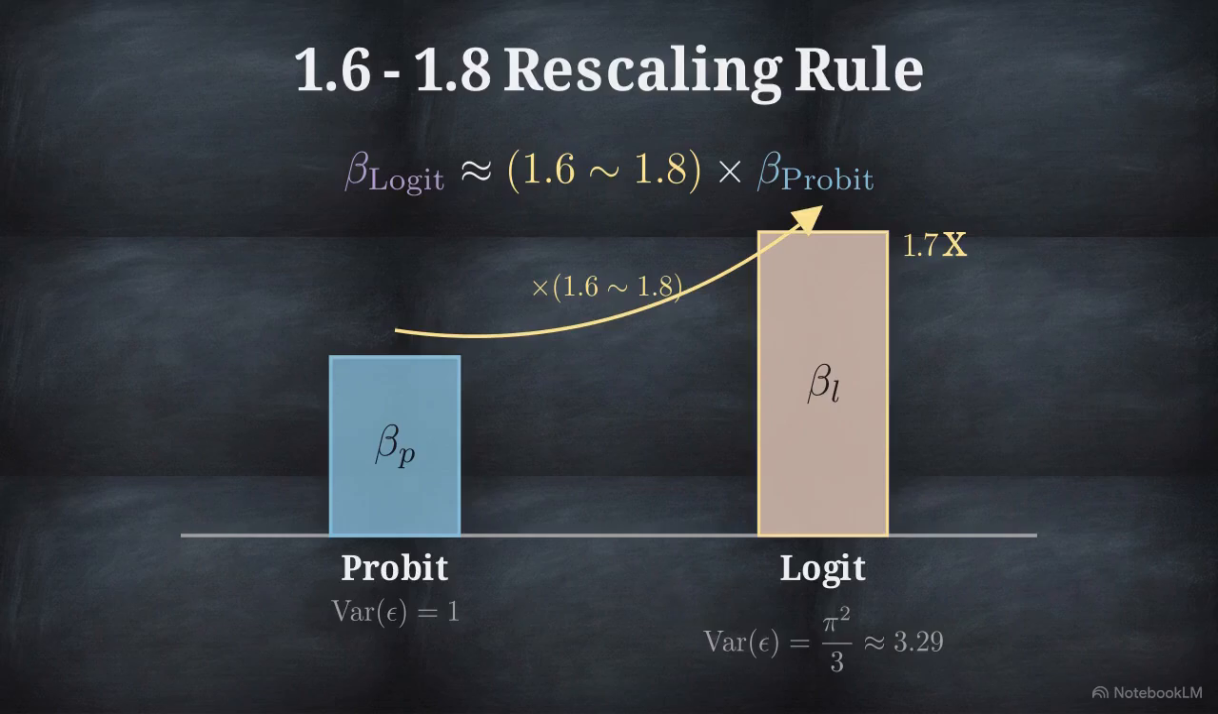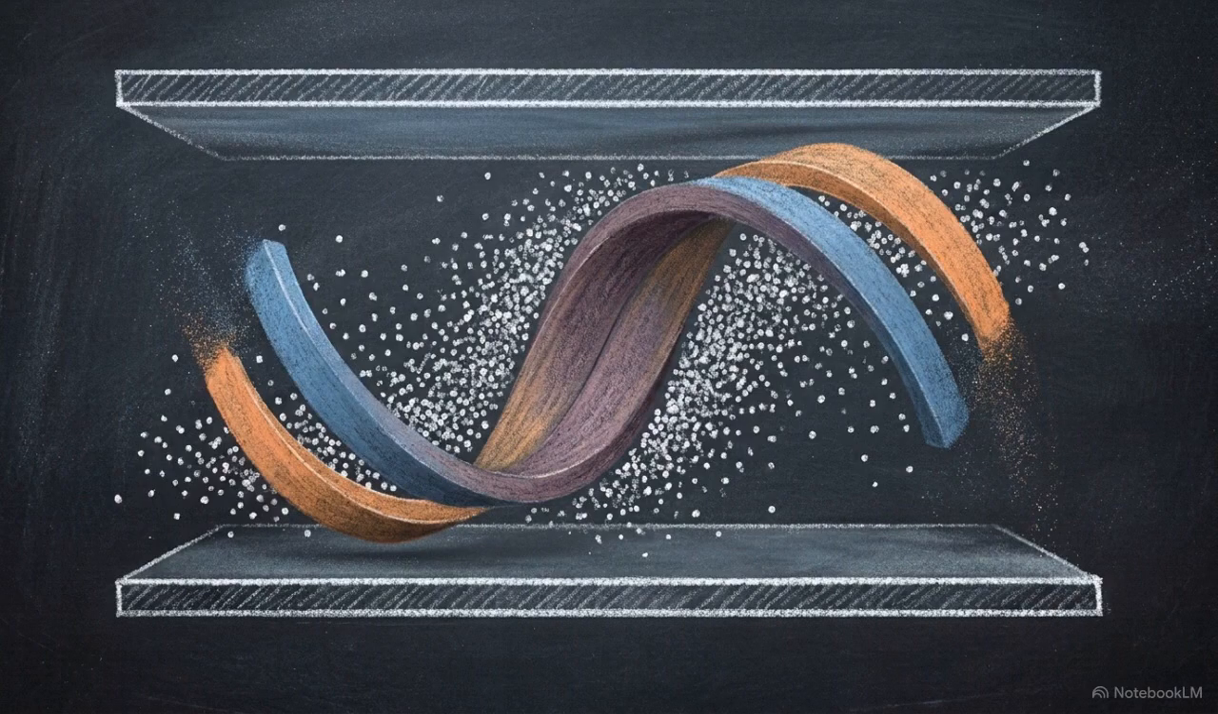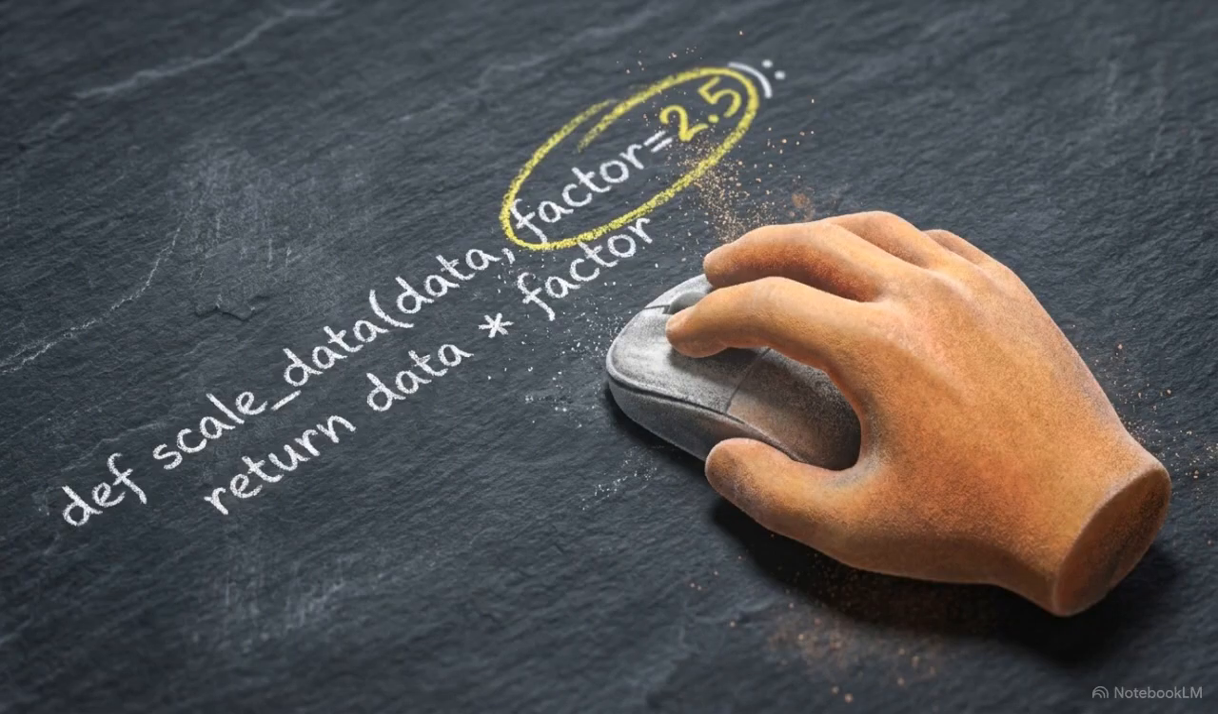Both models will predict probabilities almost identically in the center of your data, but their differing underlying variances force you to calibrate your coefficients differently depending on the model you deploy.